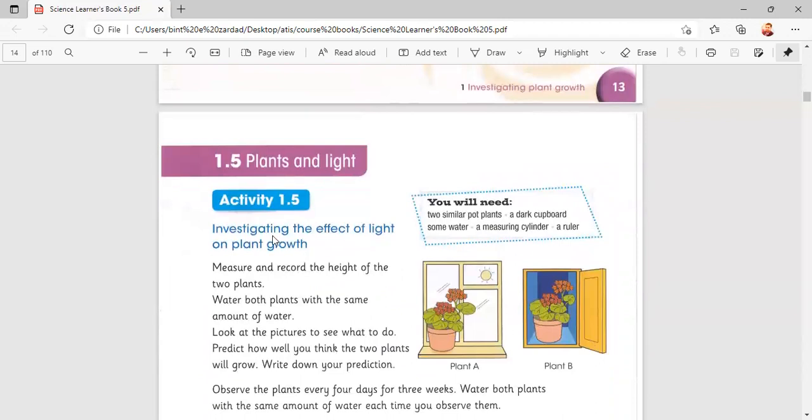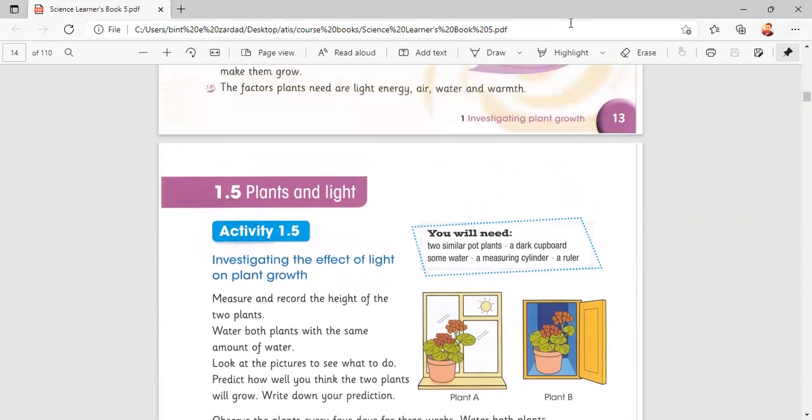Lesson 1.5, plants and light. Plants need light. Why do plants need light? Plants need light for making their own food. So plants make their own food in their leaves.